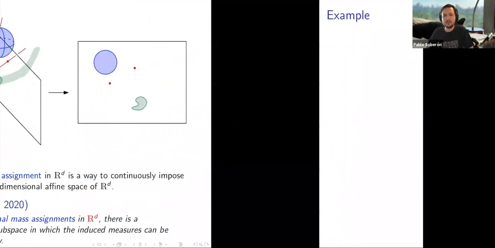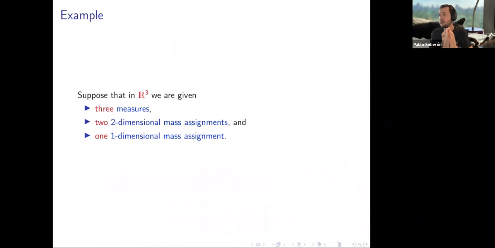So suppose I give you now mass assignments of different dimensions. I'll give you three measures in R^3. This is like a three-dimensional mass assignment in R^3. I'll give you two-dimensional mass assignments, and I'll give you one one-dimensional mass assignment. So for every plane, I have two measures. For every line, I have one measure, and I have three measures in the big space. Now, since I have three measures in the big space, I can use the Ham sandwich theorem.